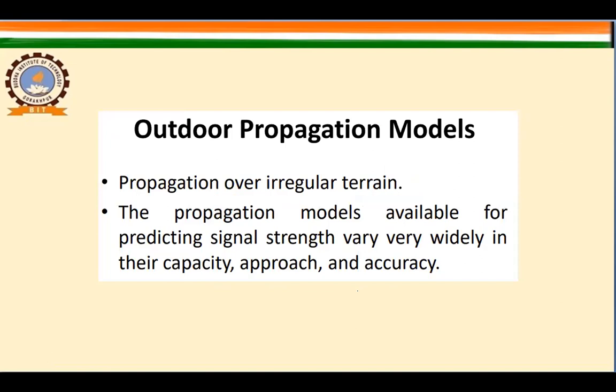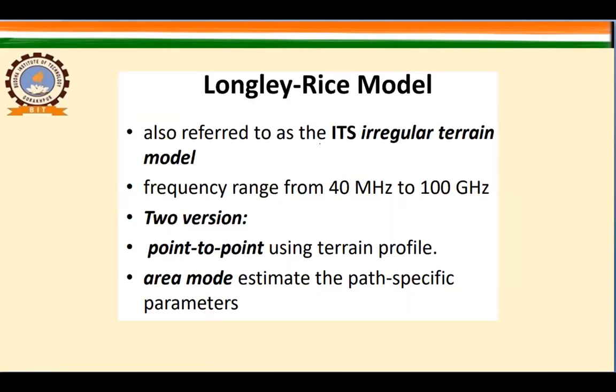Now, outdoor propagation models: propagation over irregular terrain. Whenever irregular terrain and natural, site-specific environmental effects are taking place, we use an outdoor propagation model. In these propagation models, predicting signal strength varies widely in capacity, approach, and accuracy. One is the Longley-Rice model, which is also known as the irregular terrain model, or ITS.